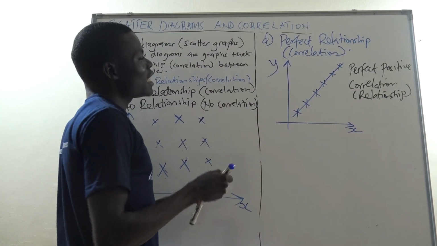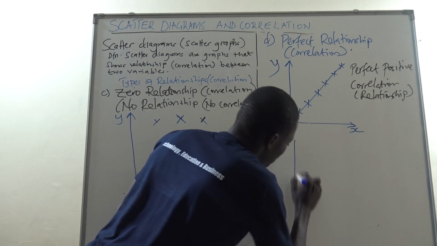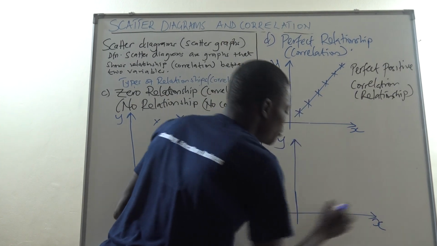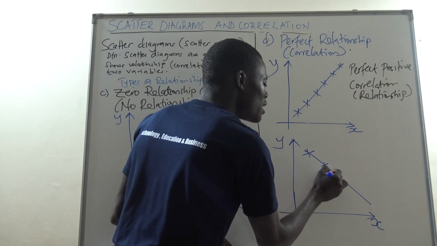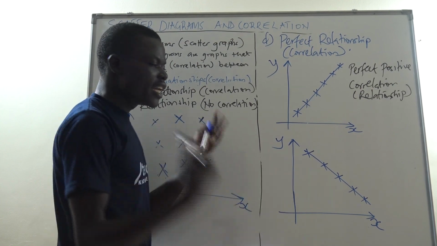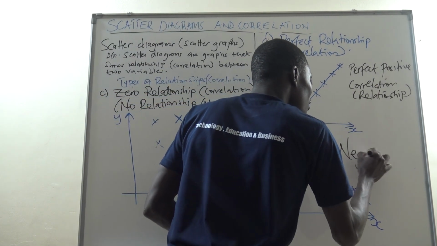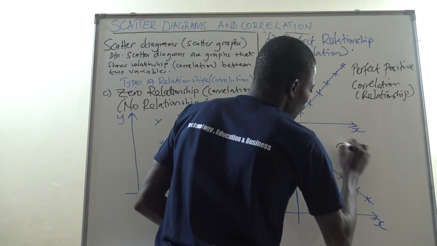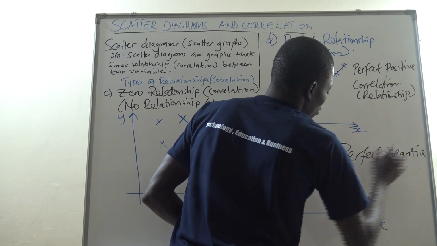Then you may find that in another data set of those two variables, your relationship is given in this way, with variable y and variable x. You find that the points are along a straight line but with a negative gradient. So this relationship is also a perfect relationship but with a negative gradient, which qualifies it to be a perfect negative correlation.